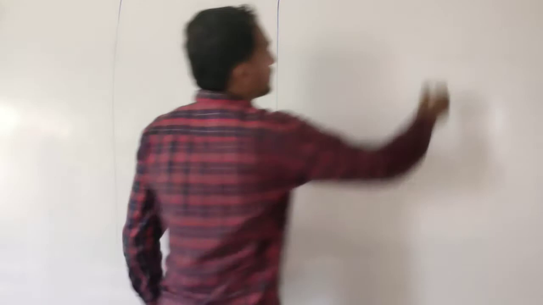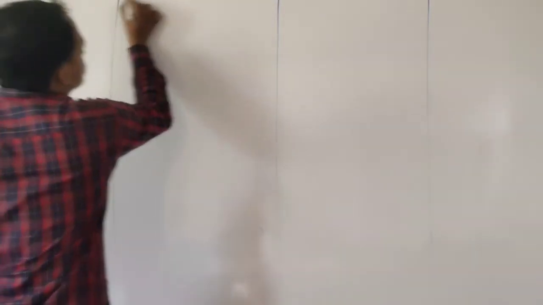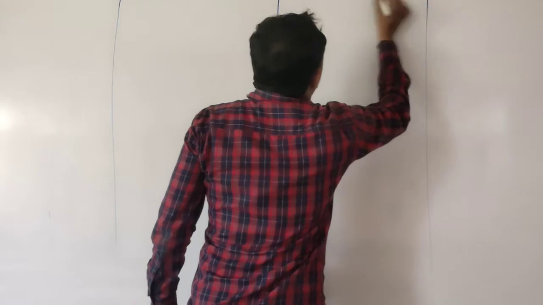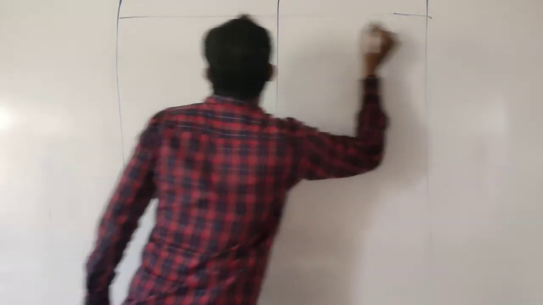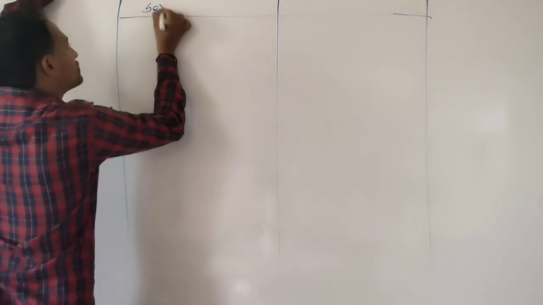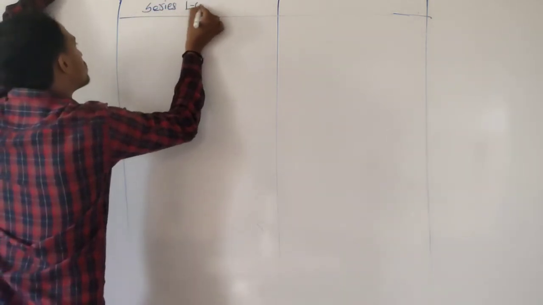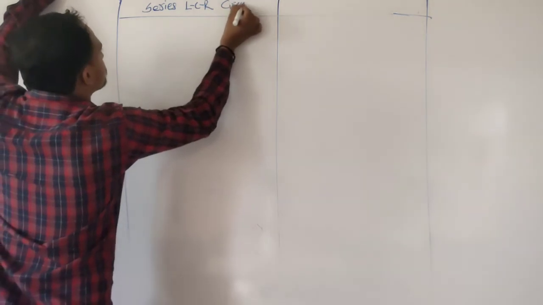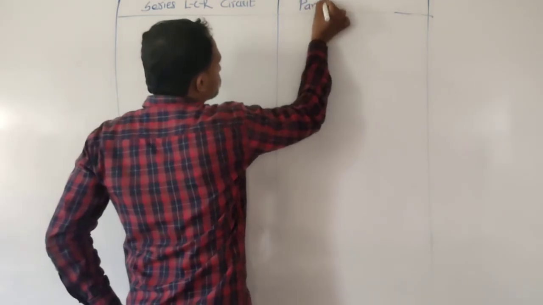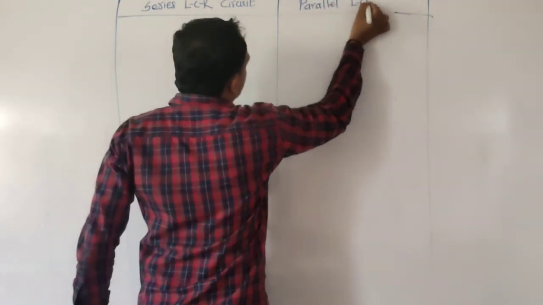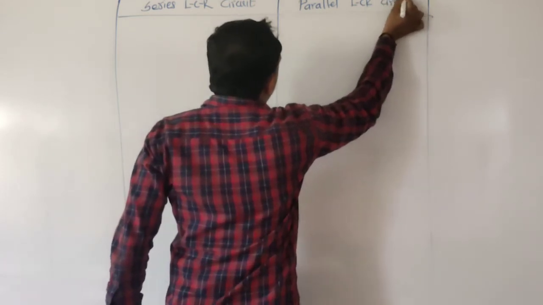For this we have to draw a chart again. We have studied by the chart simply. So like this. So we have to say series LCR circuit, and here we have to say parallel LCR circuit. So how do we have to study this?